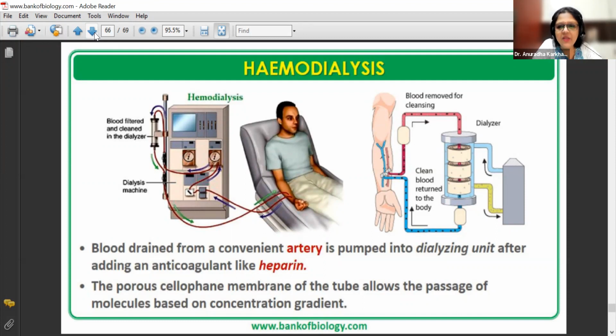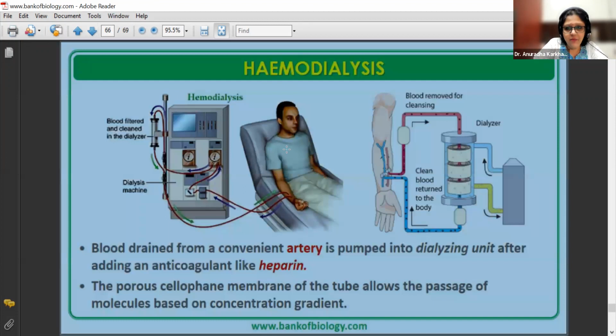समझ में आ गई बात? तो यहाँ पर देखो बेटा, ये आर्टरी है, वेरी इंपॉर्टेंट ना, वेरी इंपॉर्टेंट. This is the artery from where the blood is withdrawn. Okay, blood is removed for cleaning. It will enter into the dialyzer. See, it's going to pass through this dialyzer, right? Dialyzer में ये जो है ना येलो कलर वाला, this is your cellophane.